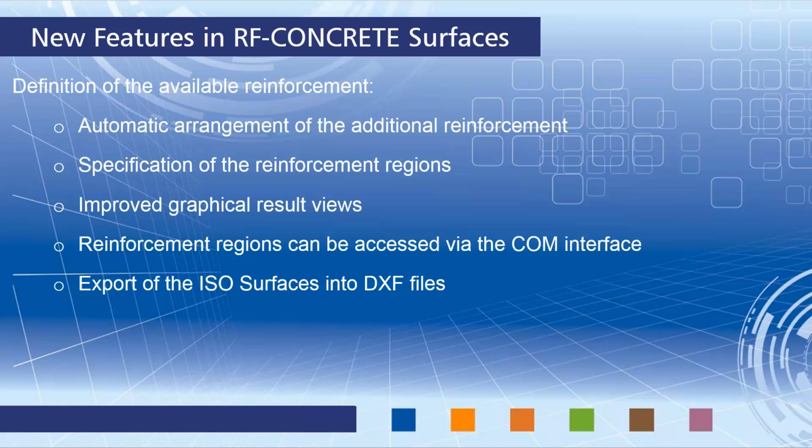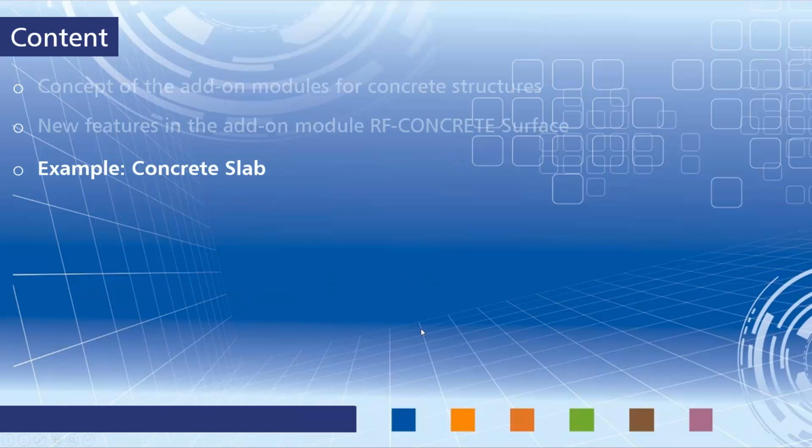The reinforcement regions can be accessed via the COM interface, and you can now export the isobands, so these colored surfaces that you know from our result view. You can export this into DXF files that you can use in nearly all the AutoCAD softwares. So we already start with our example.